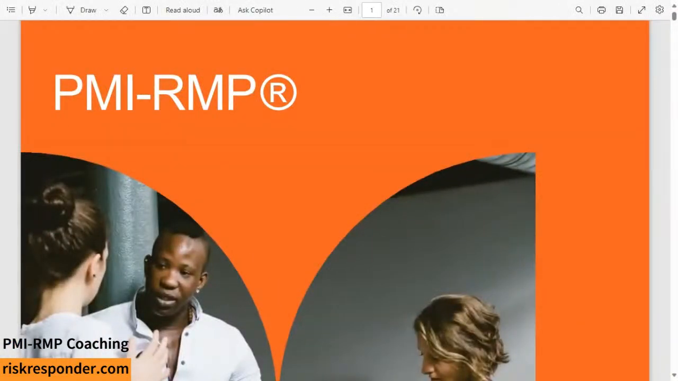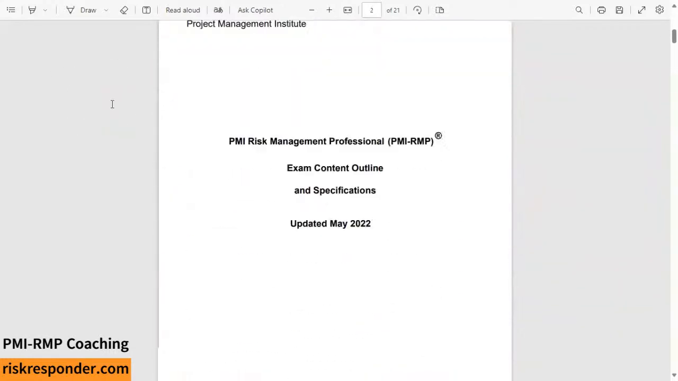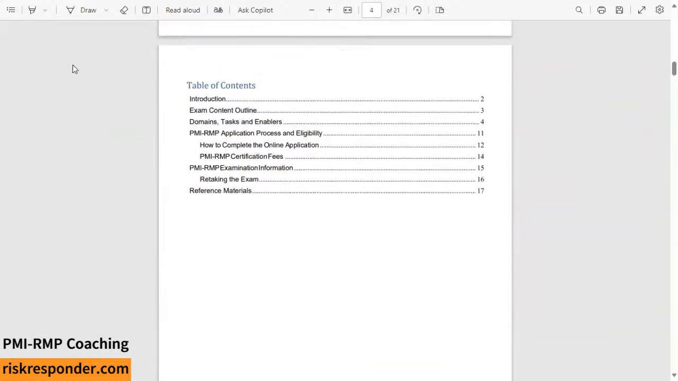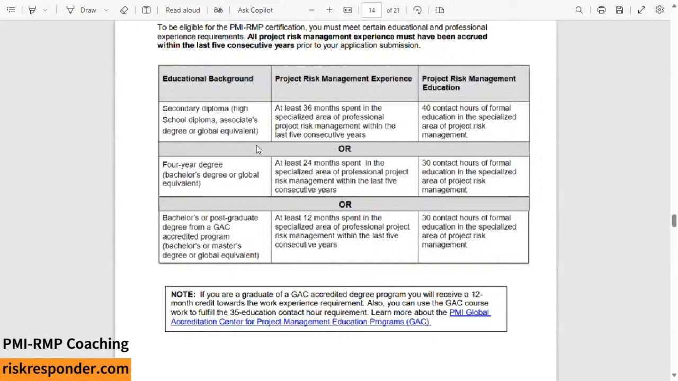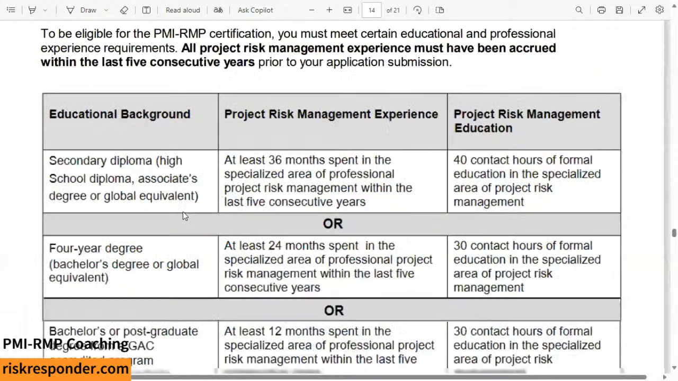PMI-RMP just stands for PMI Risk Management Professional. What exactly do you need to do to become an RMP? Well, first of all, you need to meet the eligibility requirements. So let's take a look at the eligibility, and then we'll take a look at the rest of this document. Go into the eligibility. You can see that you either have a high school diploma or a bachelor's degree. If you have an associate's degree, it falls into the bucket of the high school diploma as well.